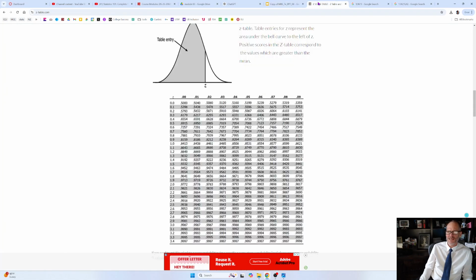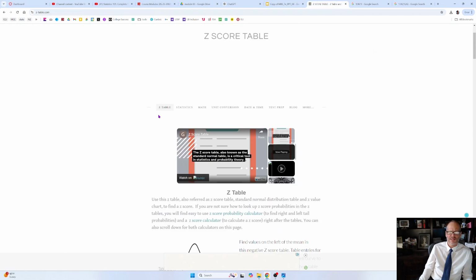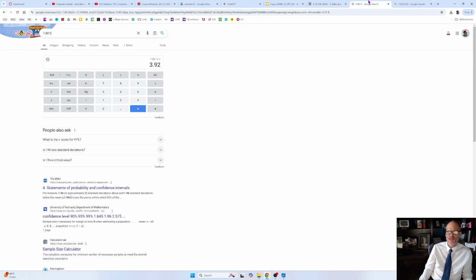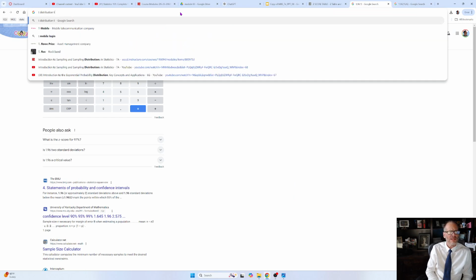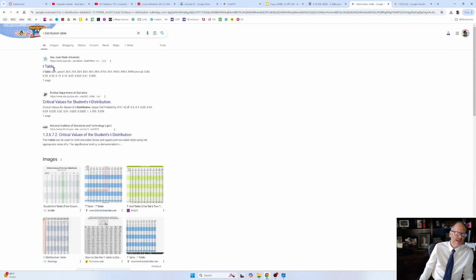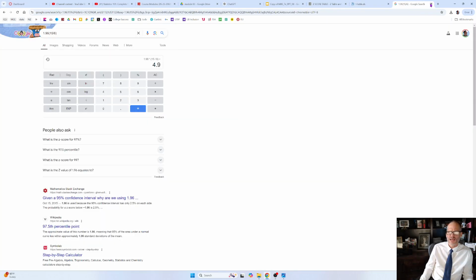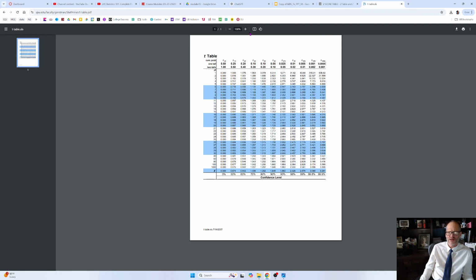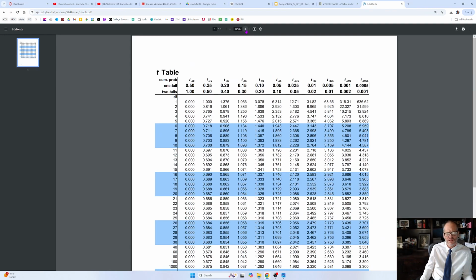So we have the z distribution, right? Like this is the z distribution, z-score table. And we could also go to the t distribution table and just see what comes up. So here's the t table from San Jose State University. I like it. And I'm just going to close that calculator. And if we zoom in on this t table, cumulative probability, one tail, two tails, degrees of freedom is what that df stands for. Here's one tail, here's two tails.